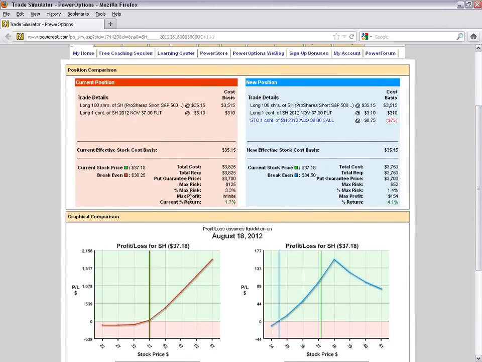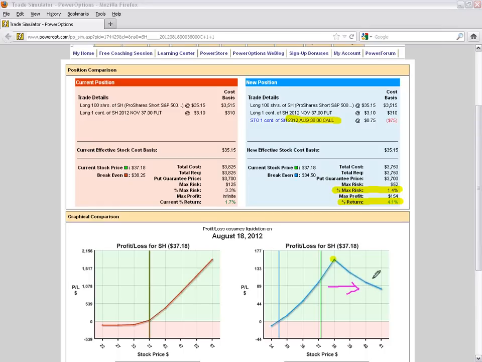Here's the married put as it stands right now, current return of 1.7%, maximum loss of 3.3%. If I make this adjustment on the position, we sell the 38 call for August. Well, we cap out at a max return of 4.1% if SH is trading right at 38 at August expiration, but we did manage to lower our risk down to 1.4%, and at August expiration we still have 3 months of insurance in place.